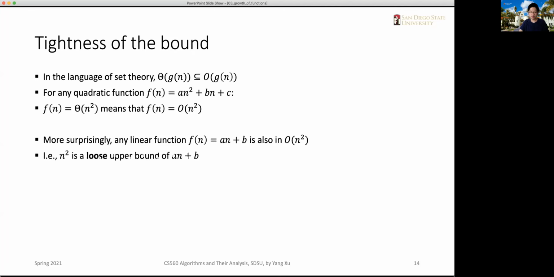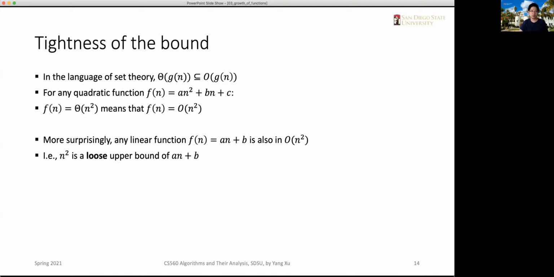Okay, but this upper bound is a loose upper bound, because this quadratic function is not the lower bound. It's just the upper bound, right? So we can arbitrarily draw an upper bound. If we draw a function that grows really fast, it can be the upper bound for any other function, right?